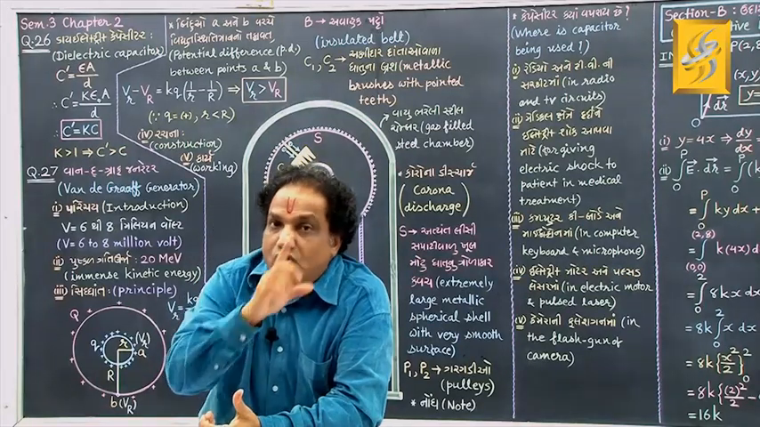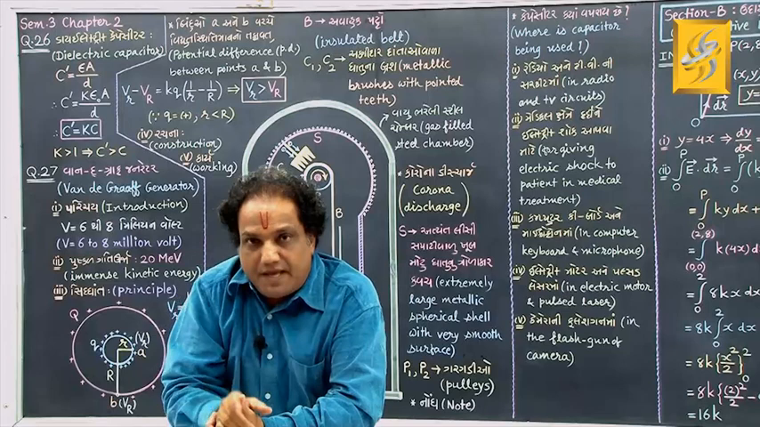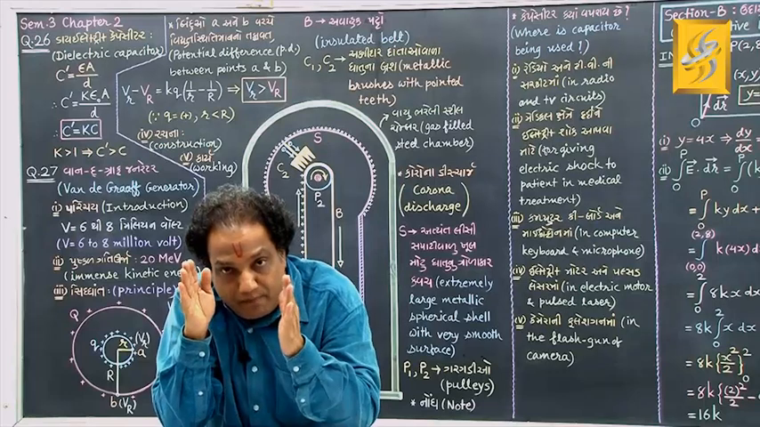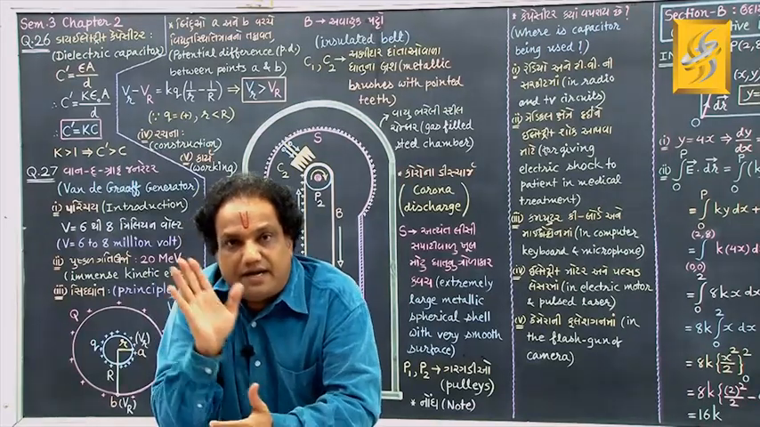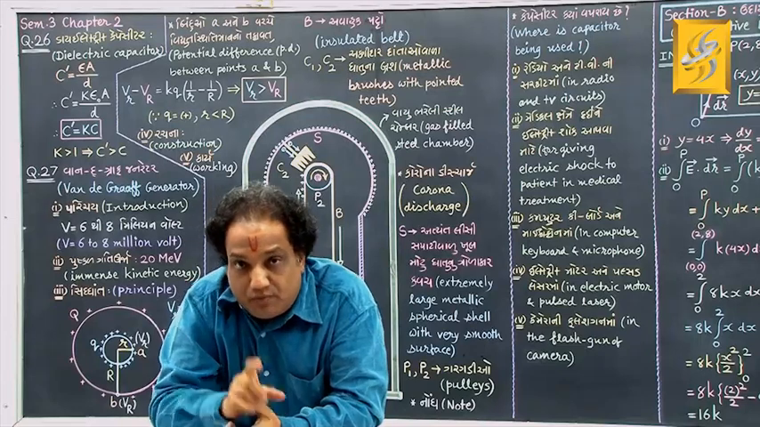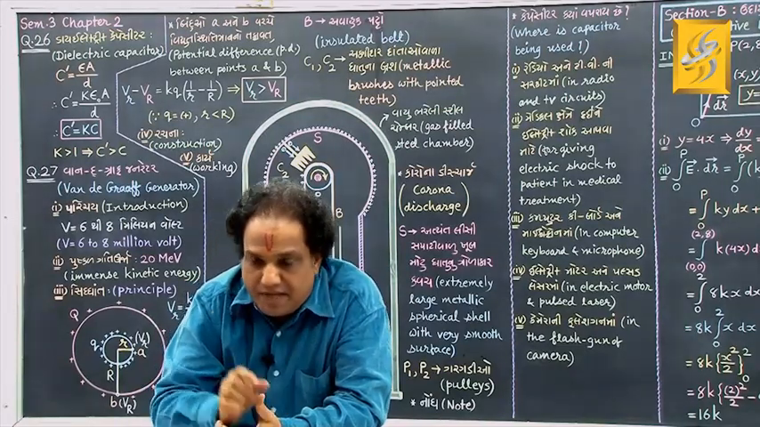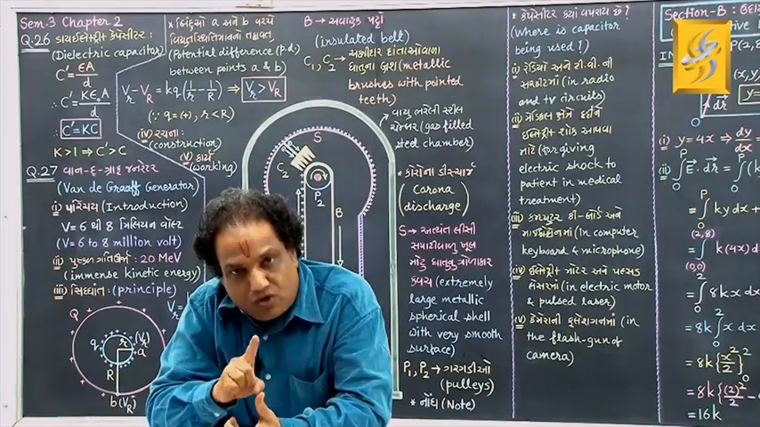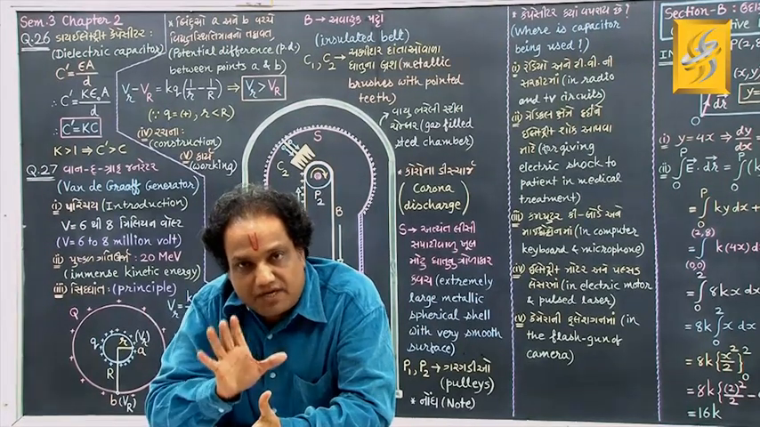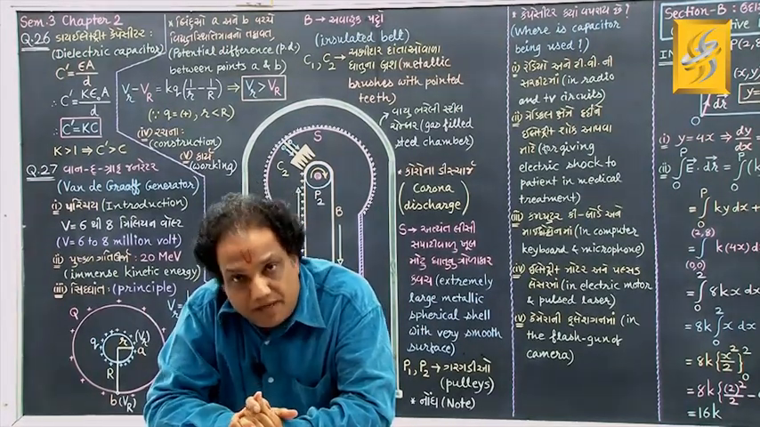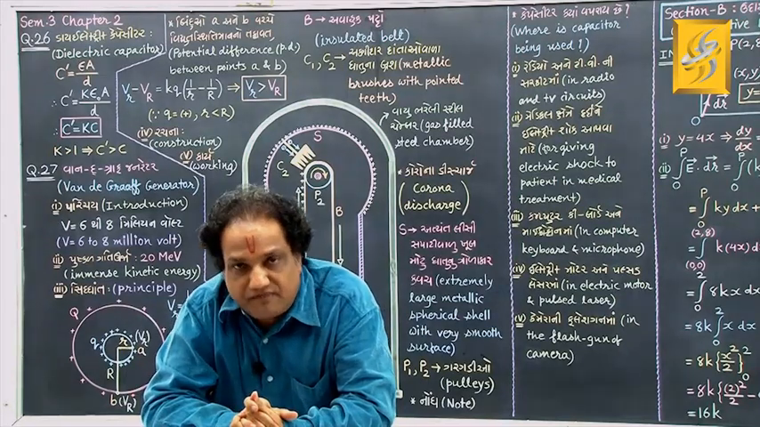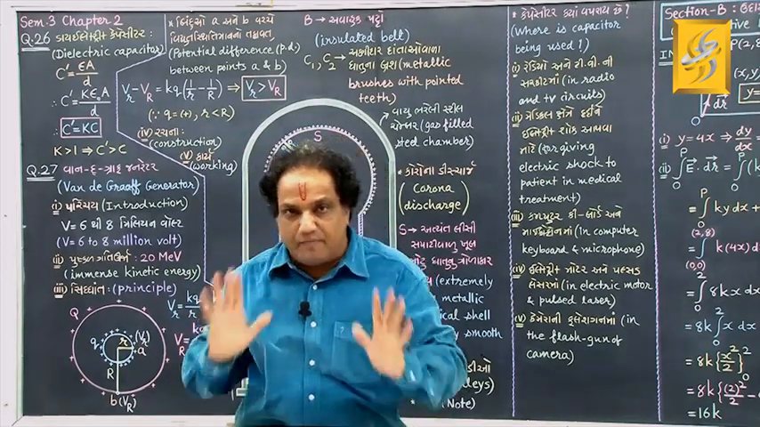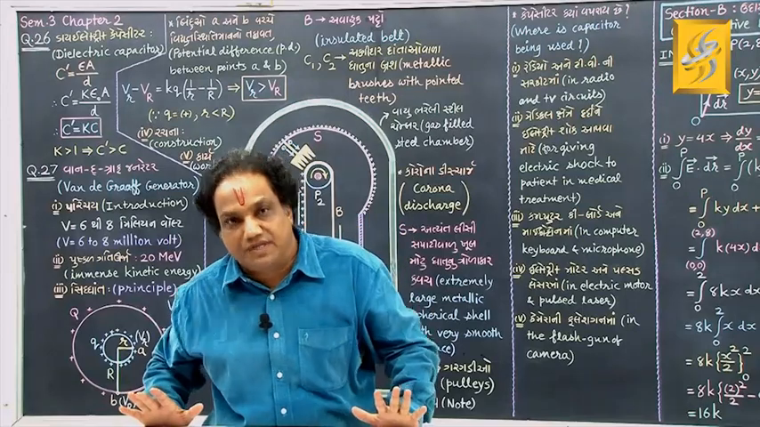Fine. Now what do you mean by dielectric capacitor? A capacitor in which some dielectric medium is introduced between the plates is called a dielectric capacitor. You must have remembered what a dielectric medium is. A medium which is non-conducting from the electrical conduction point of view is called a dielectric medium. In short, it is an insulating medium, a poor conductor of electricity, correct?